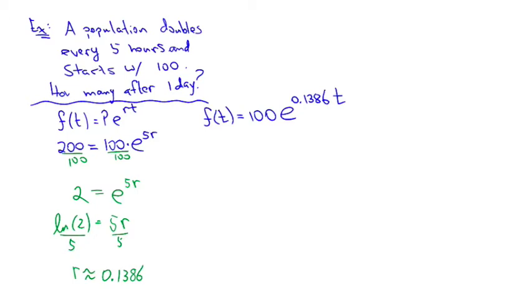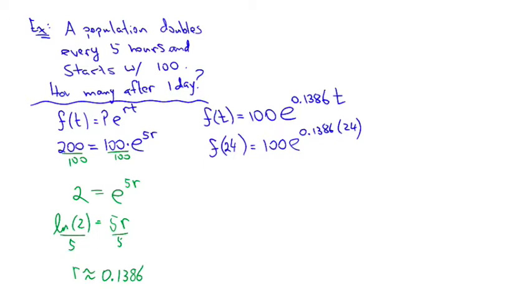If I want to find out how many after a day, I put it where T is. So what am I trying to find? F of 24. So you put 24 in here. Whatever goes in for T, you replace it everywhere. 100 e to the 0.1386 times 24. And you type that in your calculator.